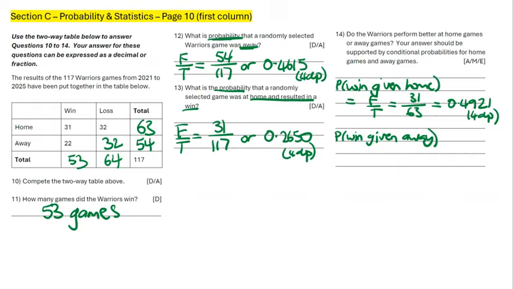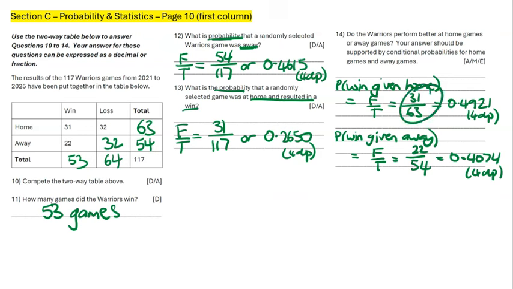So same process, F over T, favorable outcomes over total outcomes. The total outcomes now are changed. It's only the away games I care about. So it's only those 54 there. That's the bottom of my fraction. And of those 54 games, how many did they win? It was the 22 over there. So we've got 22. I'm going to put that in as a decimal, 0.4074, again 4 dp rounding.